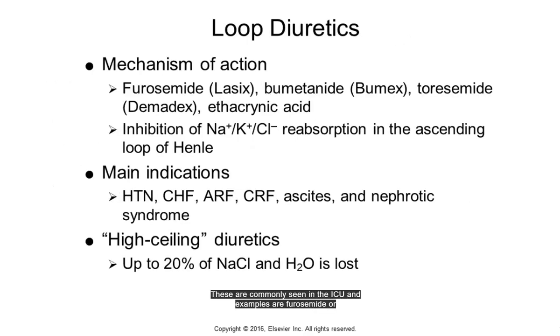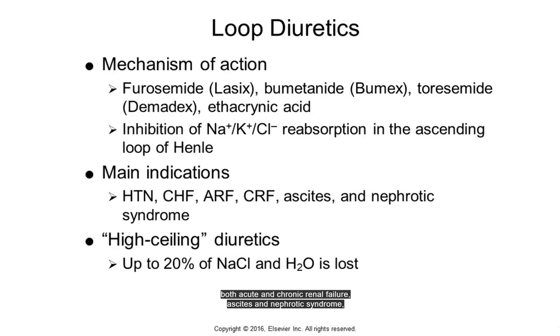Let's look at our next group, loop diuretics. These are commonly seen in the ICU, and examples are furosemide or Lasix, bumetanide or Bumex, and torsemide or Demadex, and they are the most potent diuretics. They work by inhibiting sodium, potassium, and chloride from being reabsorbed in the loop of Henle. They also cause an acute vasodilatory effect.